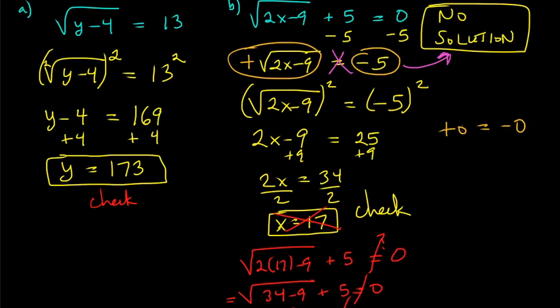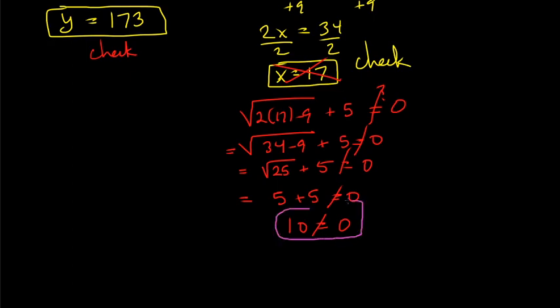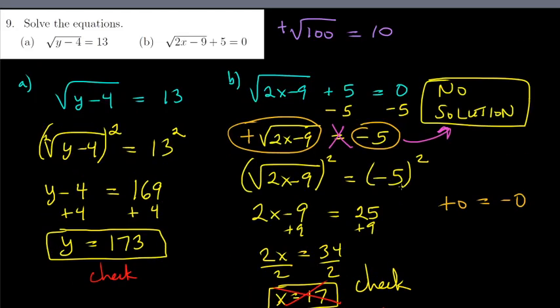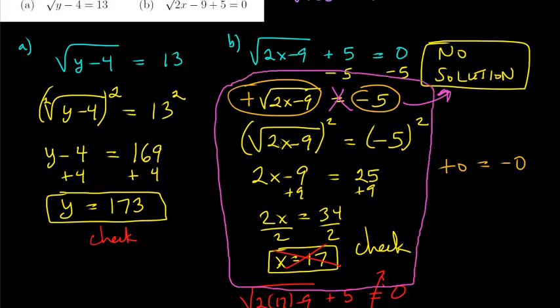That alone should have told you, hey, there's no solution here. But I took the long way around. I didn't notice that, and I just went through, solved the equation, and I got what looked like a legitimate answer, right, 17. But when I checked it, I got 10 is equal to 0, and of course 10 is not equal to 0. So that told me, no, it's not correct. And in this case, it's not because I did anything wrong here. I didn't do anything wrong. I just didn't notice that you can't have a positive equaling a negative.